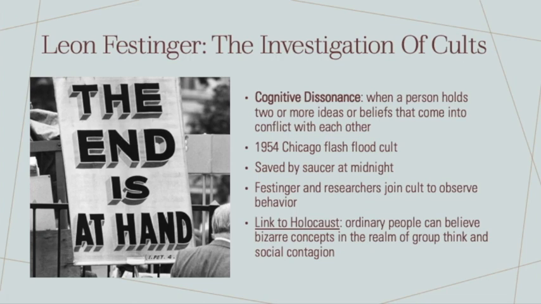Well, there was a cult in Chicago that Festinger became interested in researching. The cult believed that the world was going to be totally destroyed by a huge flash flood in 1954 on a particular day, at midnight. But since they were part of the cult and totally devoted to this belief and to the cause, those people would be saved by a flying saucer. But only if they were at a particular place at a particular time. So at midnight on the day in 1954.